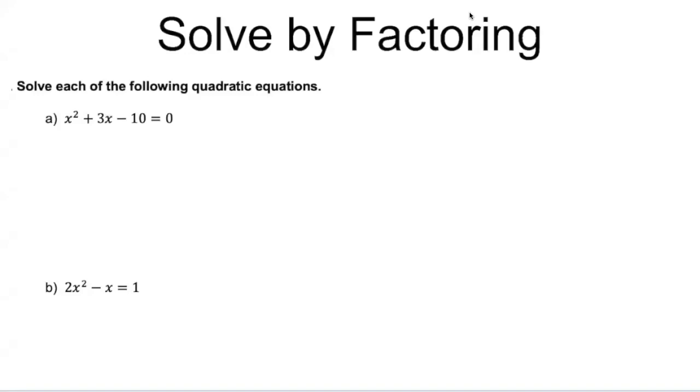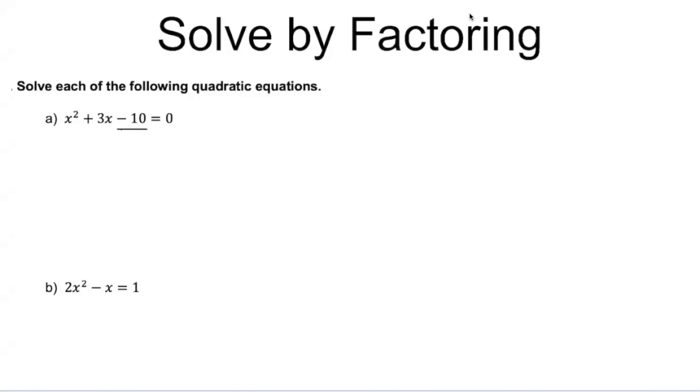For these two examples, we will be solving these quadratics by factoring. So the first equation is your standard form quadratic, x squared plus 3x minus 10. So we need to take steps to factorize. So I have negative 10 at the end. So I need to know what are the factors of 10.